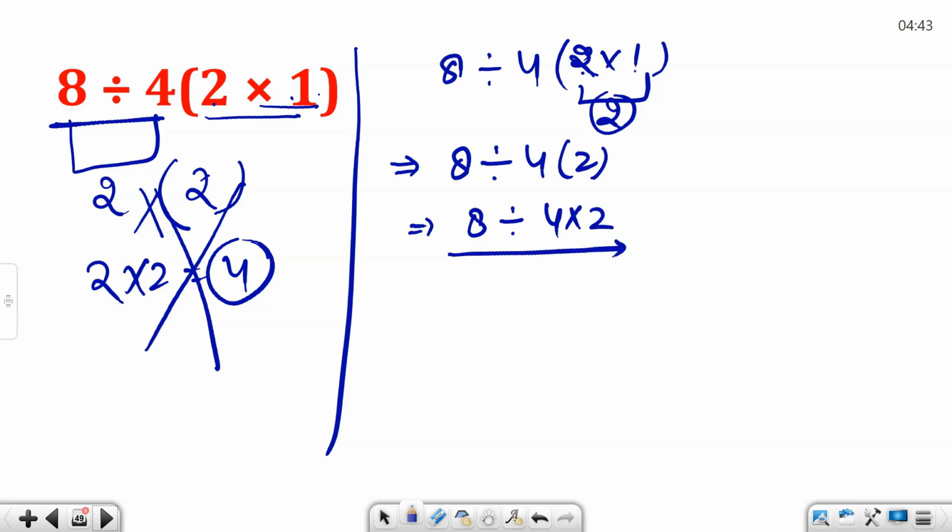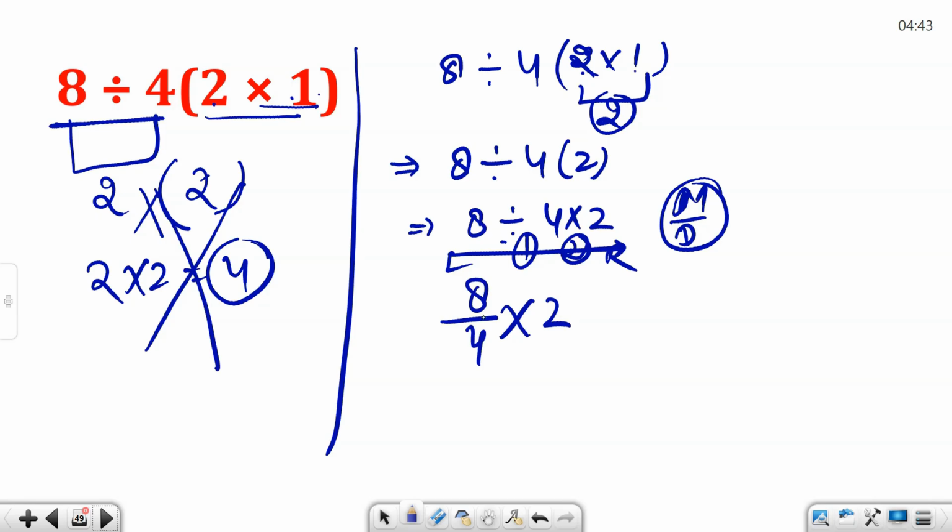Then we'll check from left to right, where multiplication and division all have the same priority. So when checking from left to right, we'll solve whichever comes first. Here, division comes first and multiplication comes second. So 8 ÷ 4 × 2. 8 ÷ 4 is 2. Now 2 × 2 equals 4. This is the answer.